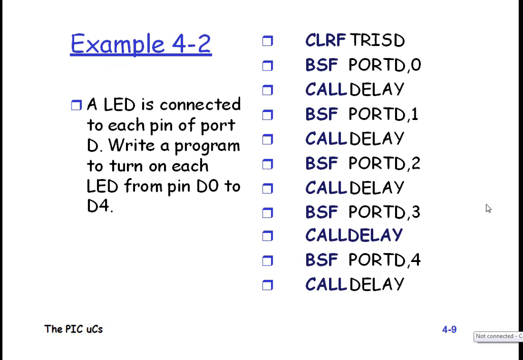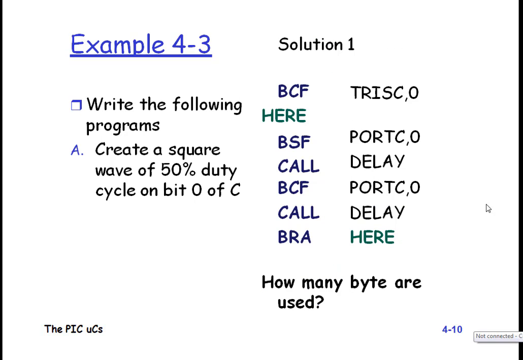In another example, an LED is connected to each pin of port D. In the program you see that we are using port D. Write a program to turn on each LED from pin D0 to D4. It's a program of LED blinking, with different time delay depending upon the user, and the LED blinks four times. You can check it on your compiler.